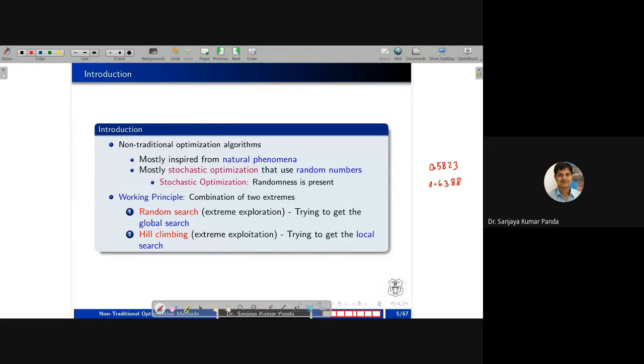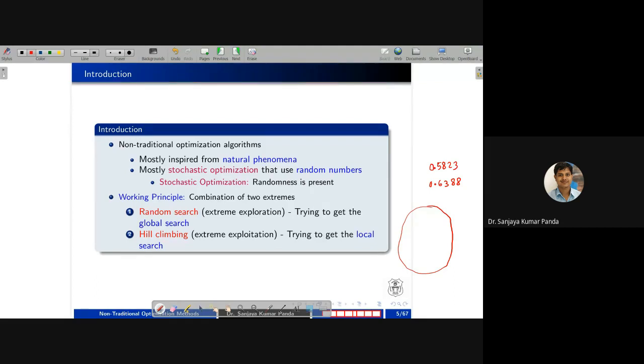But the principle behind such an optimization method is the combination of two extremes. First one is you have to reach the global search, right? For example, a search space is given to you. In that search space, you want to find a particular solution. You don't know where your solution lies, and your search space is very, very large. In that case, you can apply an optimization method.